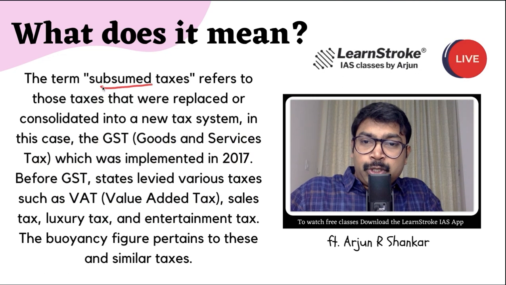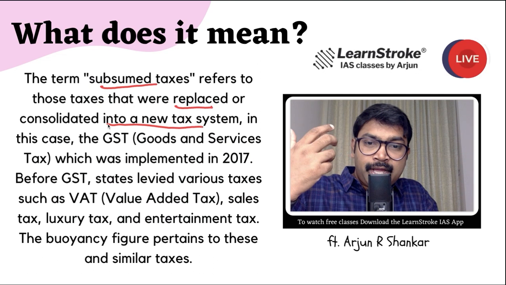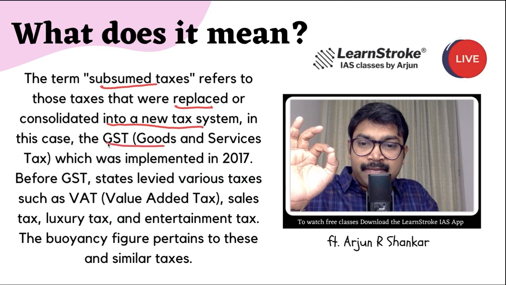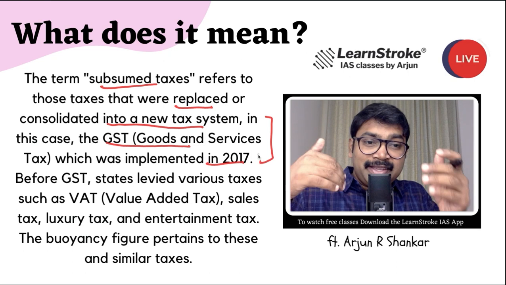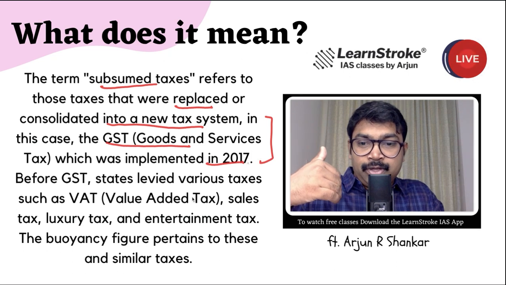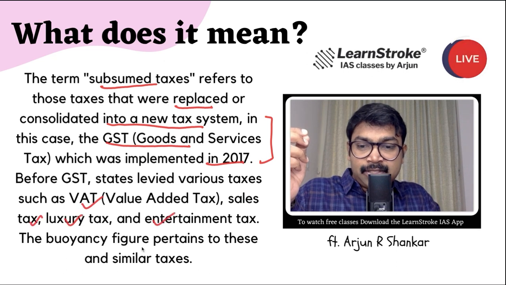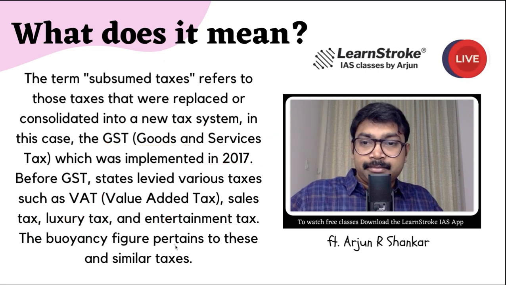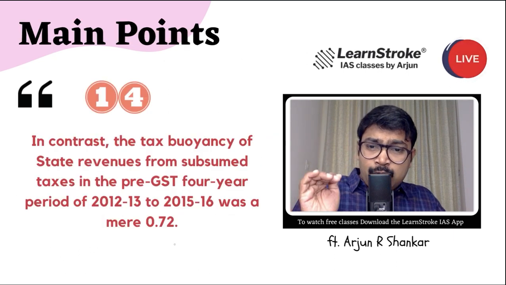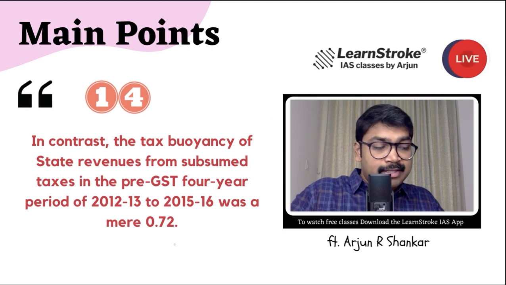The term subsumed taxes refers to those taxes that were replaced or consolidated into a new tax system. In this case, the goods and service tax was implemented in 2017. When the GST came in, the previous taxes were replaced. So you can see before GST, states levied various taxes such as value added tax or VAT, sales tax, luxury tax, and entertainment tax. So the buoyancy figure pertains to these taxes. So let's look at this. It says that the tax buoyancy of states' revenue from subsumed taxes was a mere 0.72.